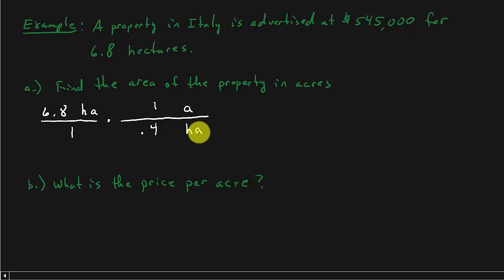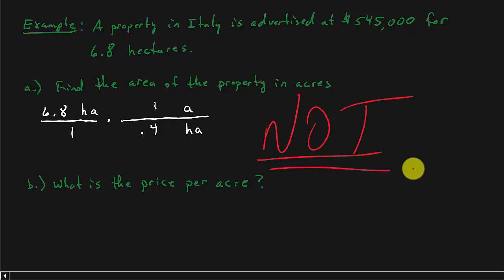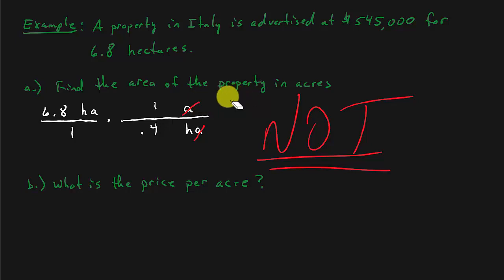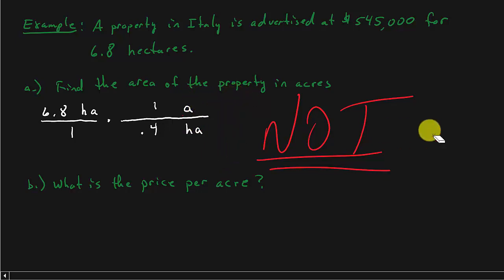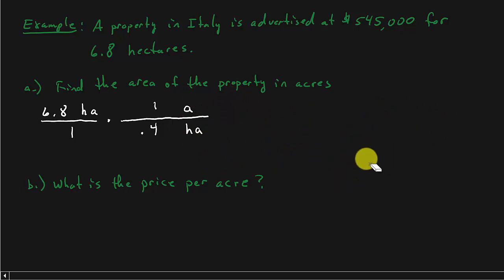Do you see this HA? That's an abbreviation for hectares. You cannot cancel that A and that A out. You can't do that. I just thought I'd mention that. This is hectares. This is acres. These are just abbreviations for hectares and acres. So those cancel. And when you put that into your calculator, you get 17 acres.